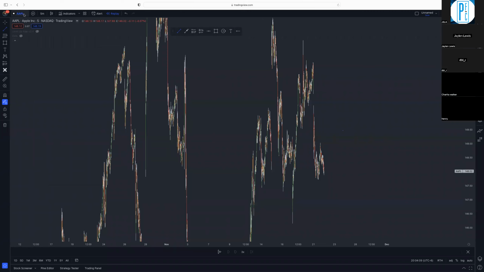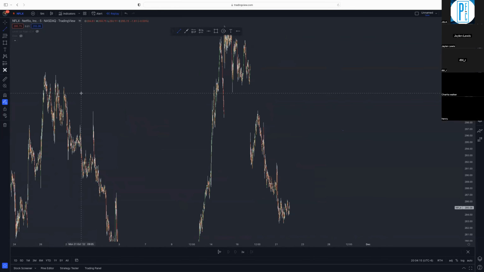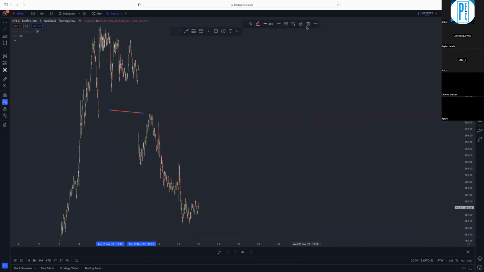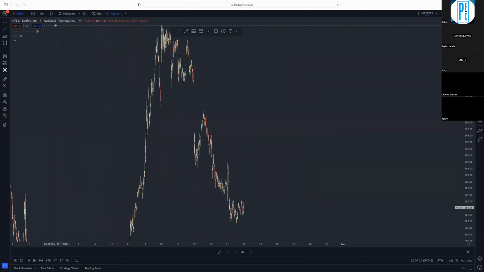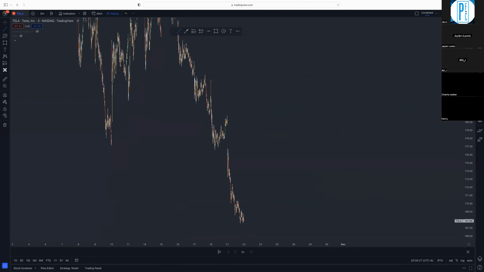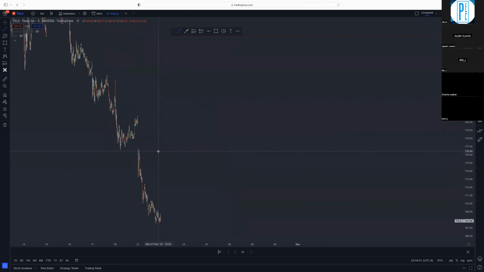Netflix opening price, so let's go look. All right, so Netflix opening price was... Tesla was a good opening price rejection. Okay, well, let's go look at Tesla then. That's probably a quicker one. Okay, Tesla, what was Tesla's opening price? I got it. Tesla opening price was 175.81.